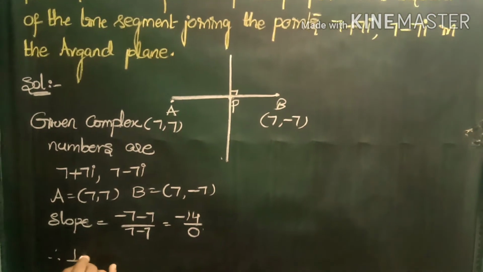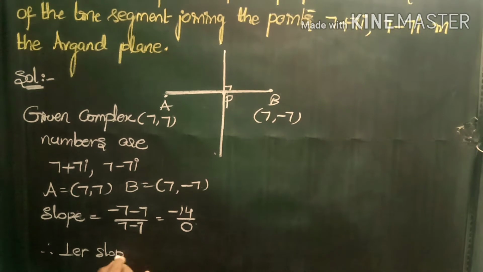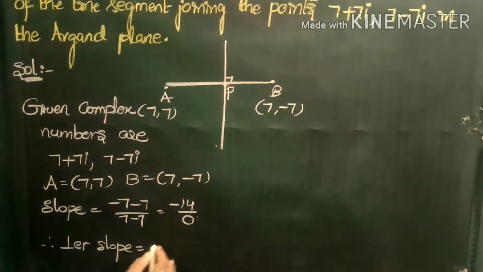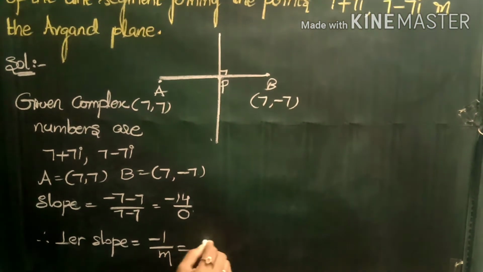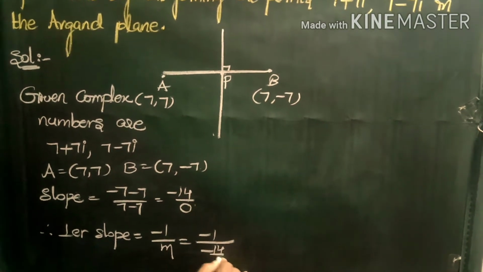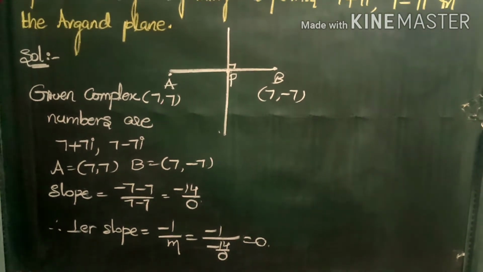Now perpendicular slope. We want the perpendicular bisector. Further we are taking the perpendicular slope. Perpendicular slope equals minus 1 by m, that is minus 1 by minus 14 by 0, which is equal to 0.